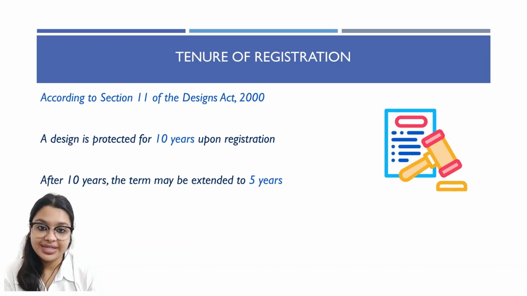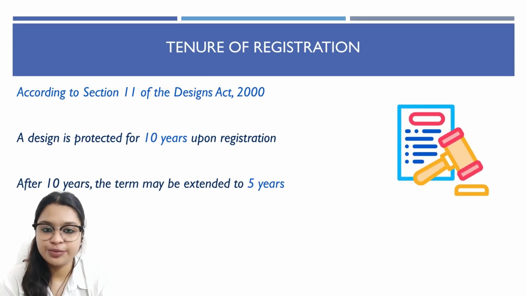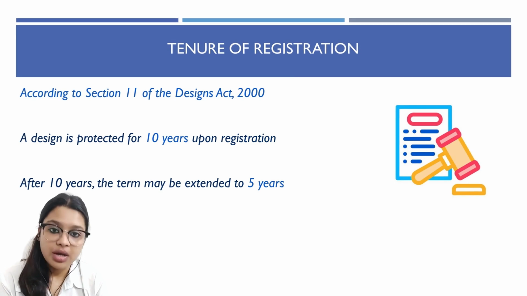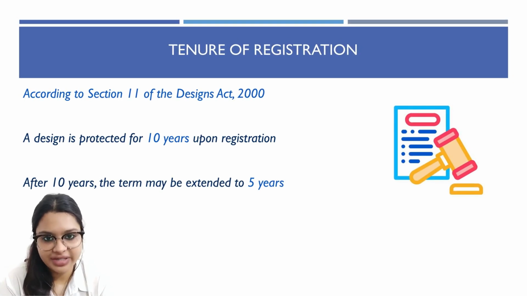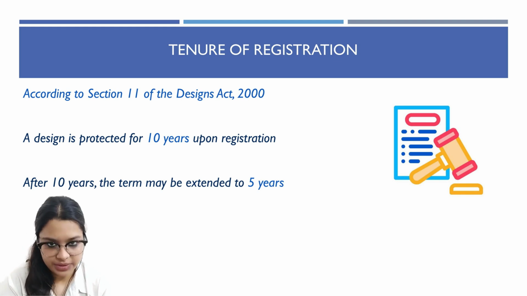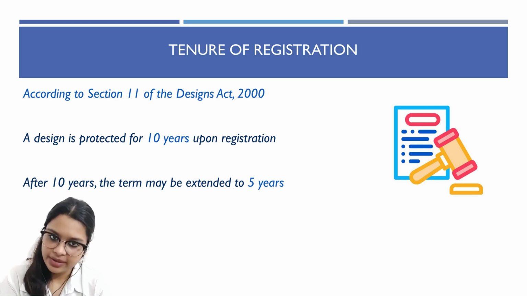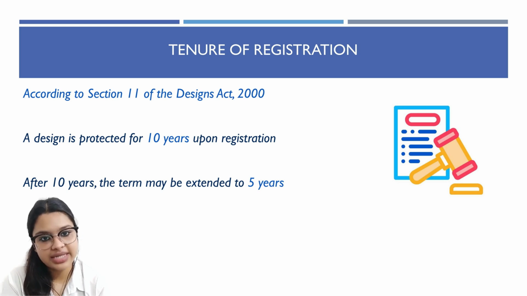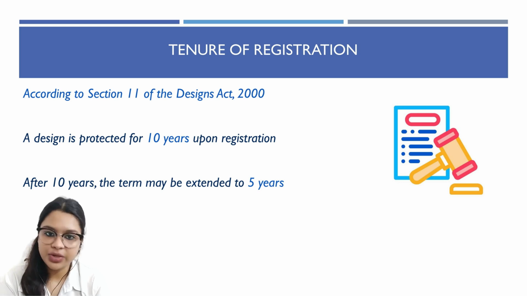Now that we know the necessary steps and the documents which are involved in the design registration process, we are going to know about the term for protection which comes with the registration of a design. According to Section 11 of the Designs Act 2000, a design may be protected for 10 years from the date of its registration. If the applicant wishes to extend the said protection period, he may pay a prescribed fee, following which the protection period may be extended to 5 years.